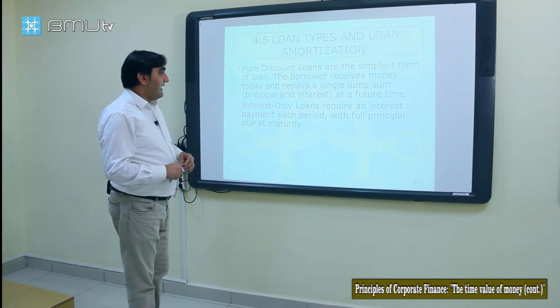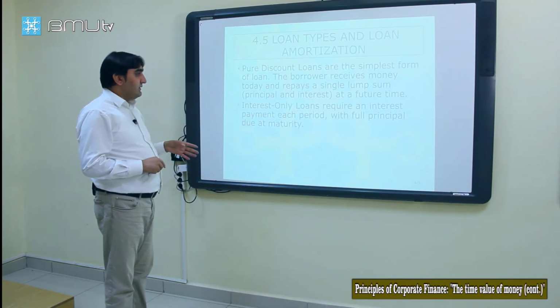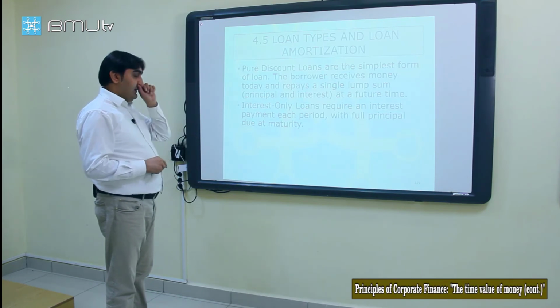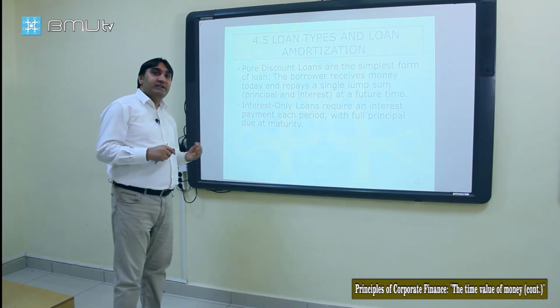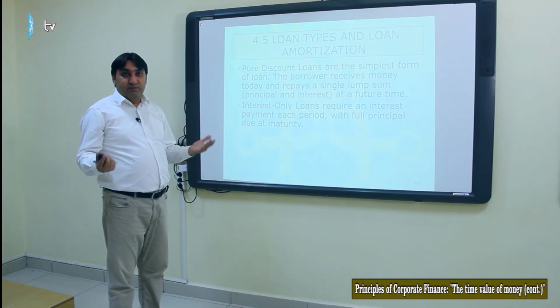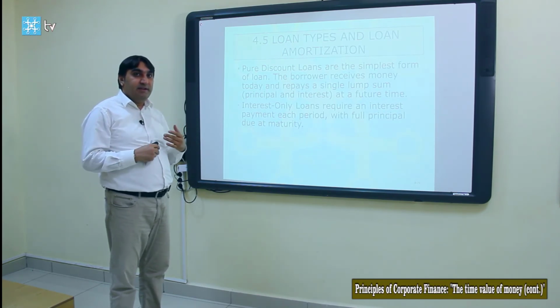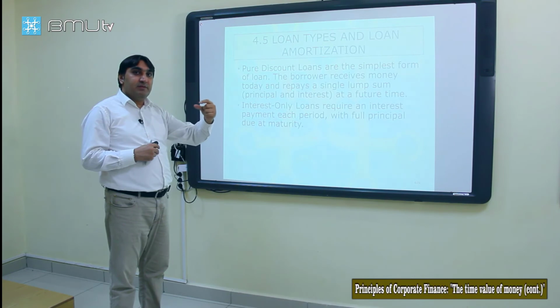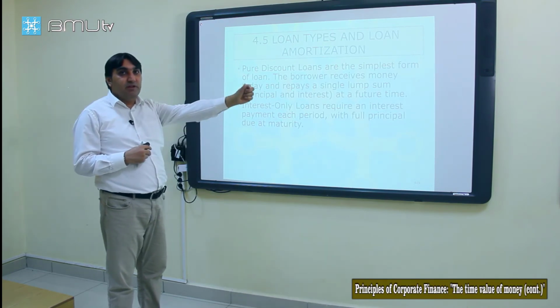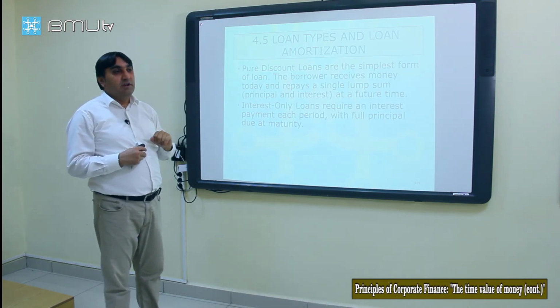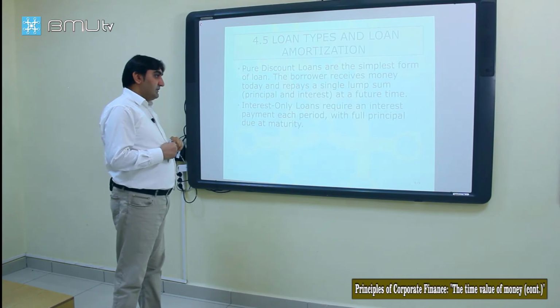Interest-only loans require an interest payment each period with the full principal due at maturity. So, an example is bonds. If you issue a bond, you pay interest coupon payments per period. At the end of the period, you pay out the principal amount.